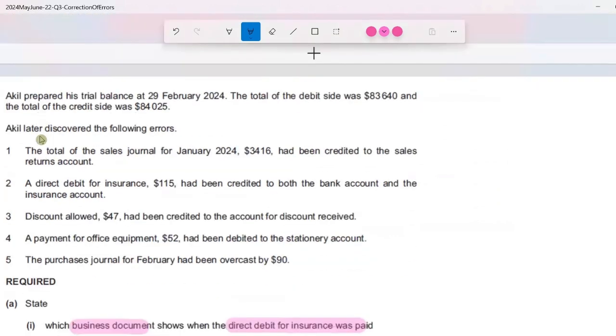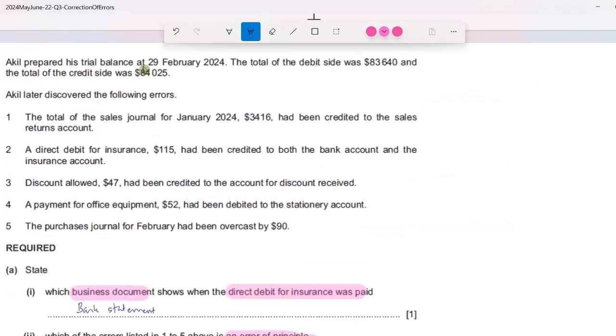Let's begin to read. Akhil prepared his trial balance on 29 February 2024. The total of the debit side was $83,640 and the total on the credit side was $84,025. The credit side of the trial balance is greater than the debit side. Greater by how much? Check with your calculator. The difference is $385.